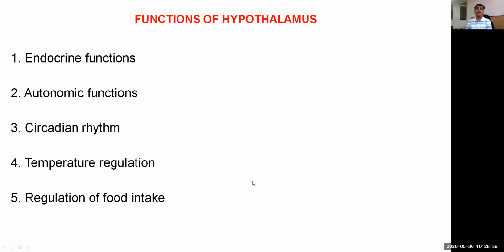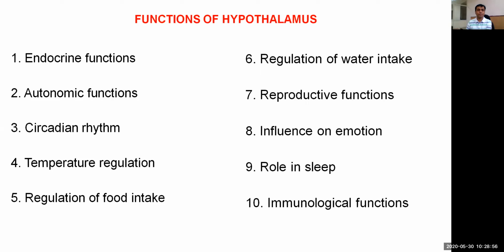After considering the physiological anatomy, the various connections of hypothalamus, and various neurons or groups of nuclei of the hypothalamus, now it's time to consider various functions of the hypothalamus. First of all, it controls the endocrine function, and also helps in controlling autonomic function, circadian rhythm of the body, temperature regulation, and regulation of food intake. Along with food intake, it also helps in regulating water intake. It also controls the various reproductive functions of the body. It has influence on behavior and emotion, also being connected with the limbic system.